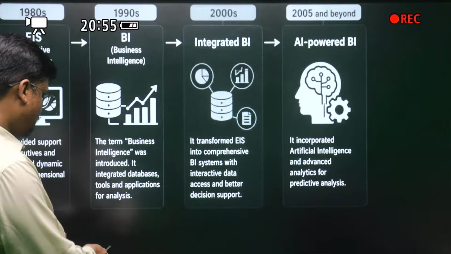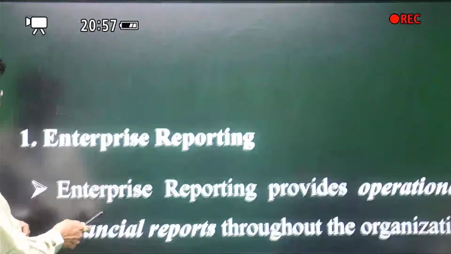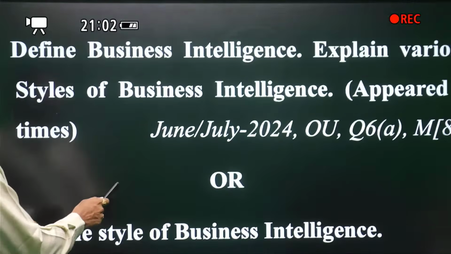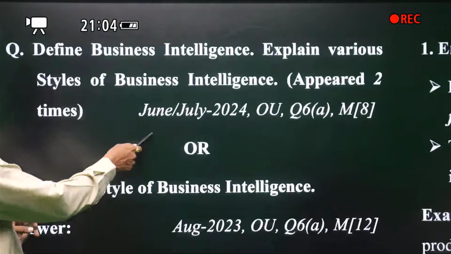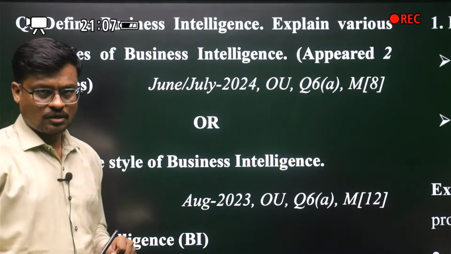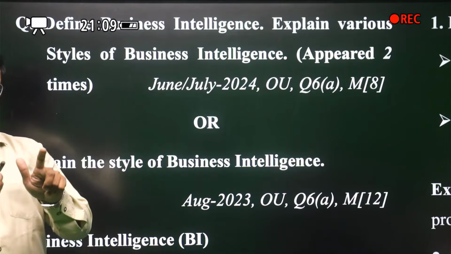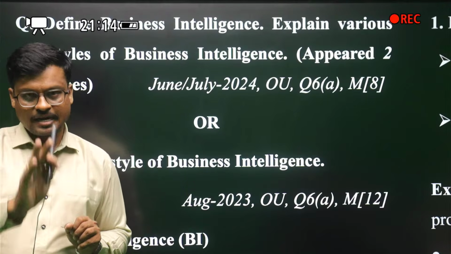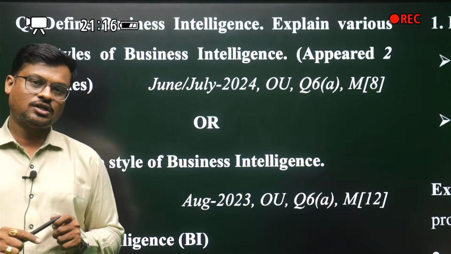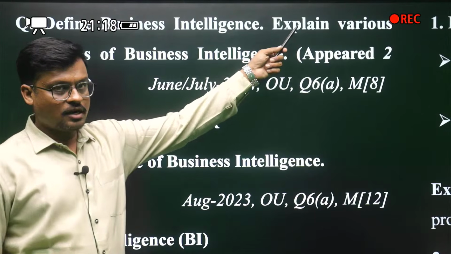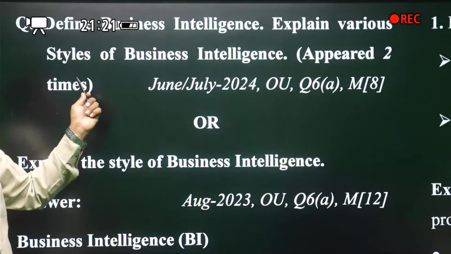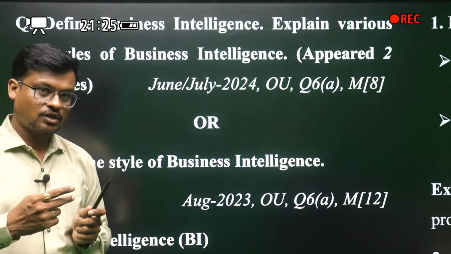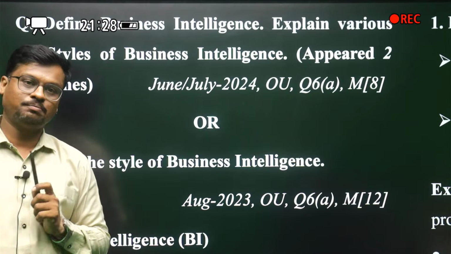Okay, after this we'll go with our second question, dear. Define business intelligence. Again, the definition we have seen in the first question. It is a process of collecting, analyzing, and presenting, reporting the business-relevant data, decision-relevant data, so that our managers can make better decisions. And also explain the various types, various styles of business intelligence, which appeared in the last 2 times here. This is going to be one of the most important questions.